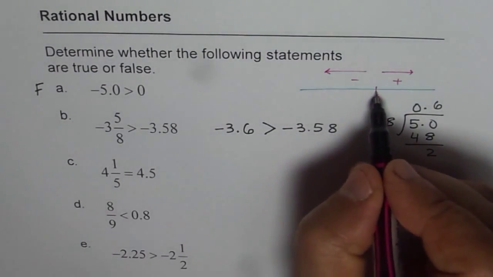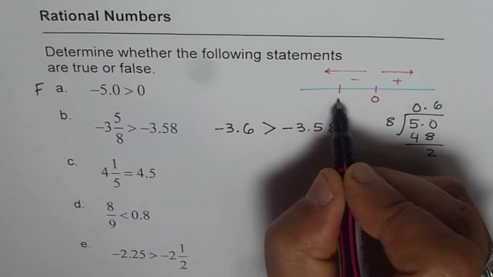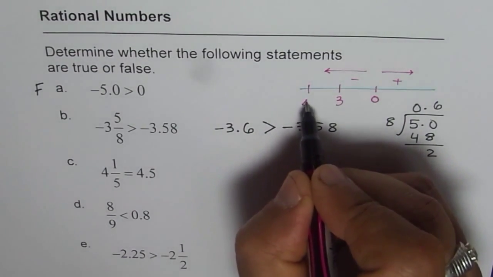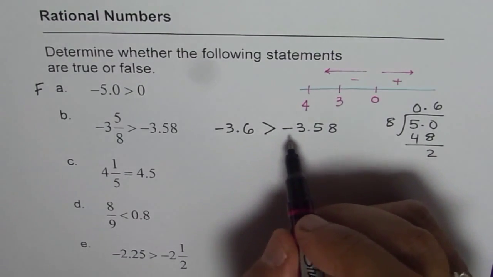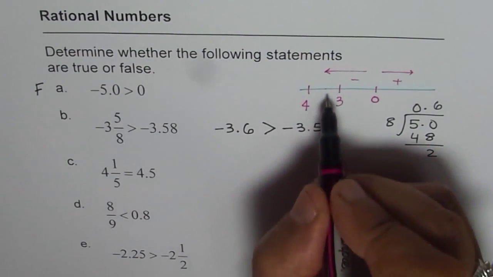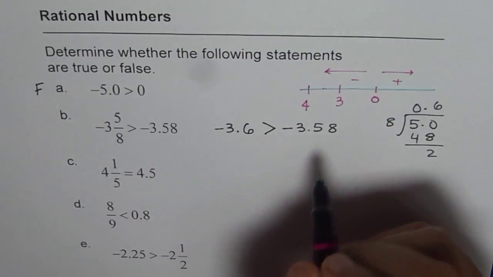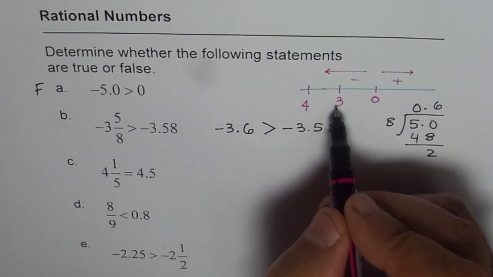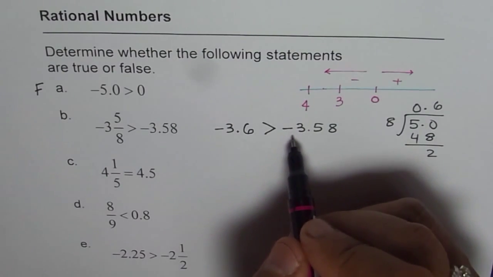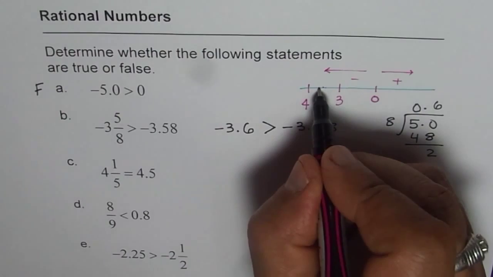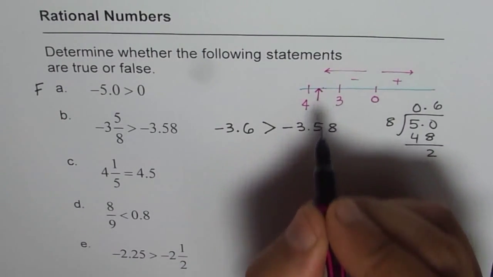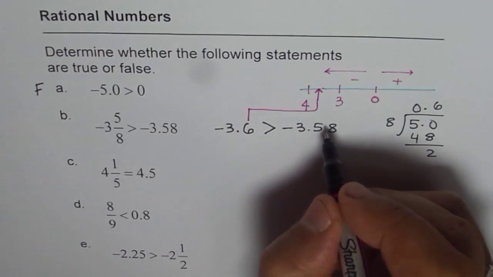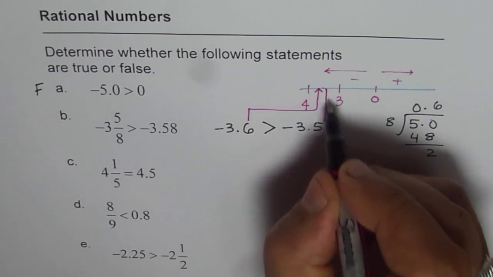If you look at this number line, let us say this is 3, and let us say this is 4 for us. Now 3.5 will be somewhere here in between, right? As we move left, it becomes a higher number with negative sign. So 3.6, let us say, will be here. Let me write this position. And 3.58 will be kind of here.